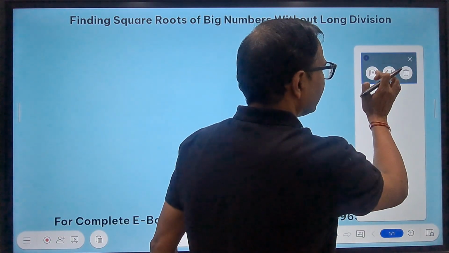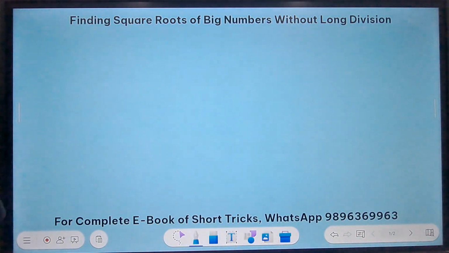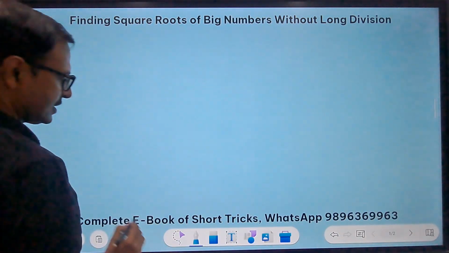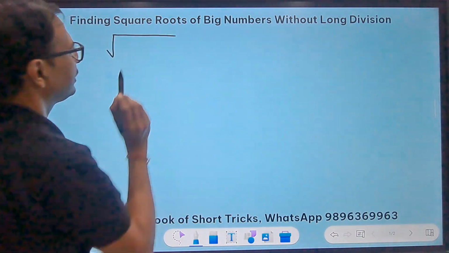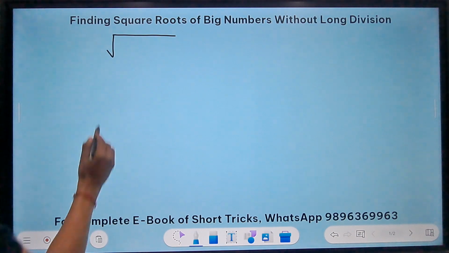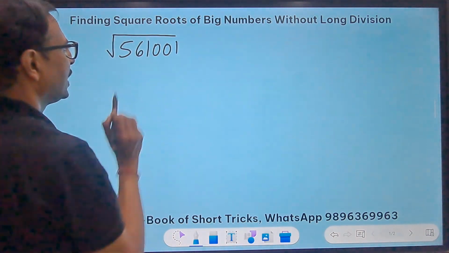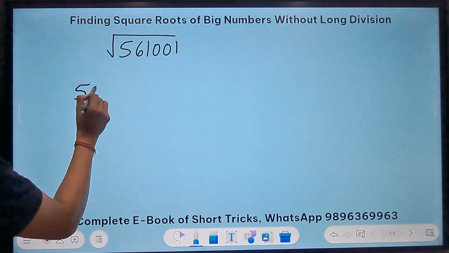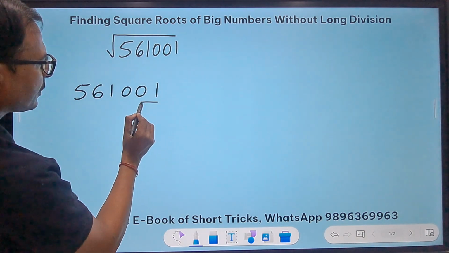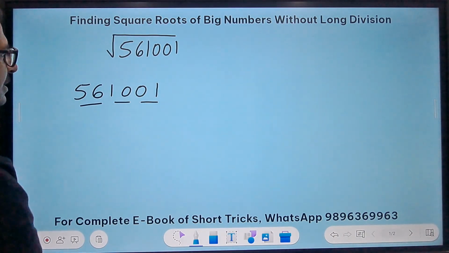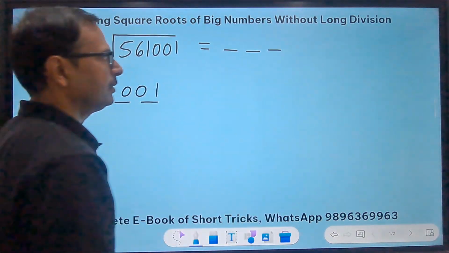We'll have one more slide added here. Okay. So the first question which I am going to take up is to find the square root of a big number like 561001. Now, if you see this number 561001, if I pair the digits from the right hand side, I will get 3 pairs. So my answer will be a 3-digit number.